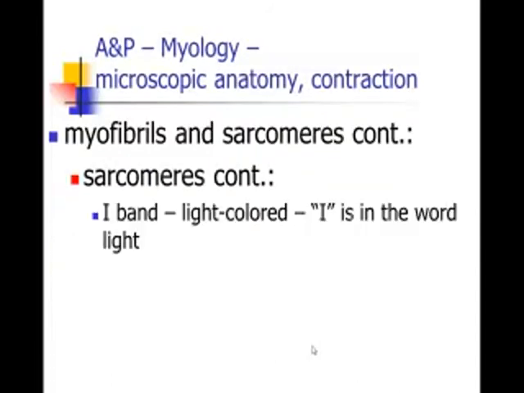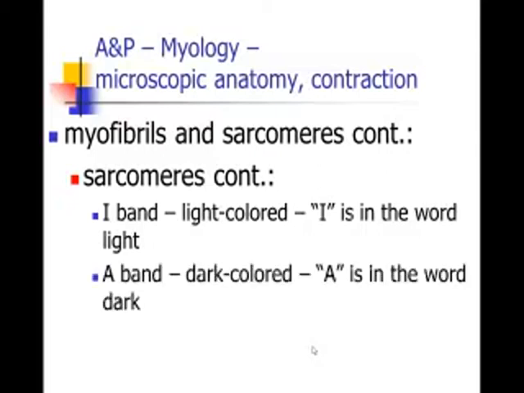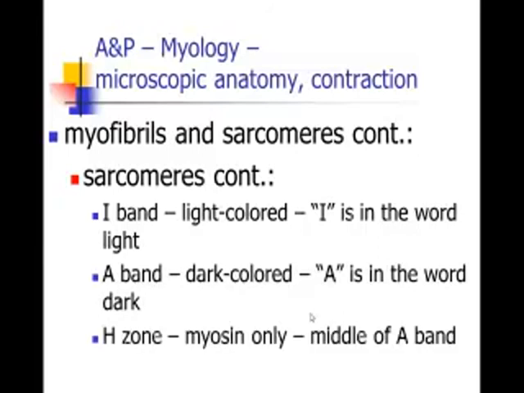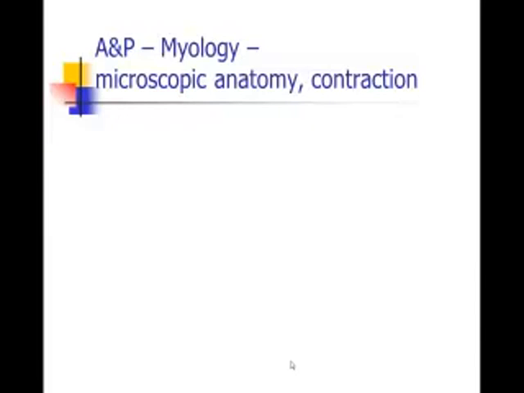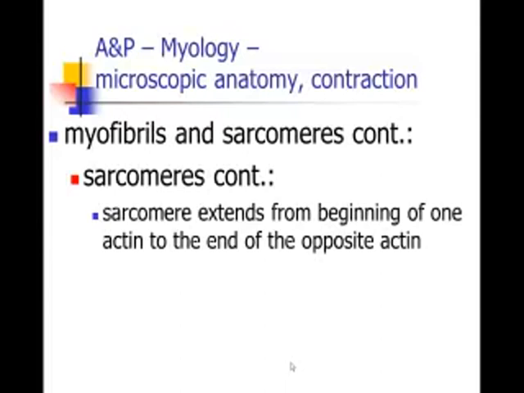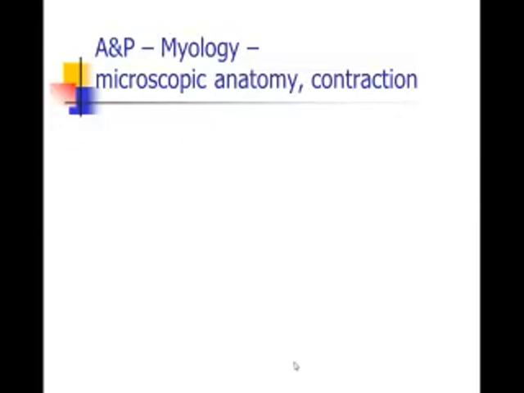Okay, so the I band, light colored. I is in the word light, so that might be a mnemonic to help you remember that. The A band is dark colored. A is in the word dark, so that might help you. And the darkness is because of the myosin, and the light colors is because of lack of myosin. And then there's one zone right in the middle. That's where there's only myosin with no overlap with any actin filaments, and that's going to be in the middle of the A band. Okay, so the sarcomere is going to extend from the beginning of one actin to the end of the opposite actin. And that's kind of a big deal.